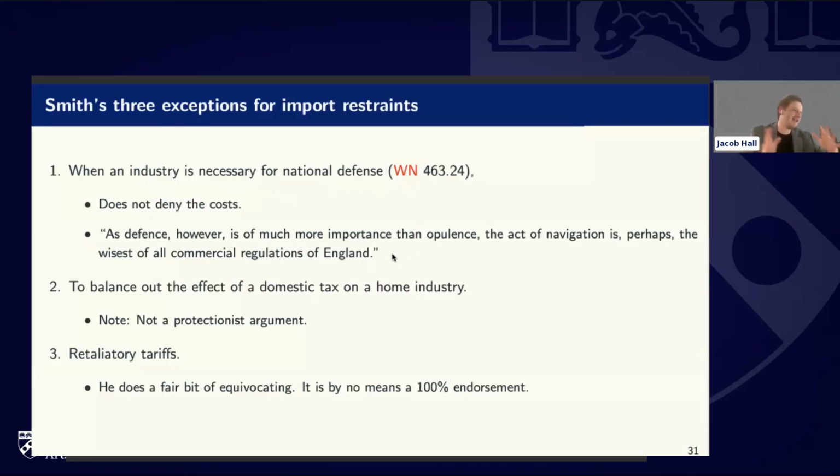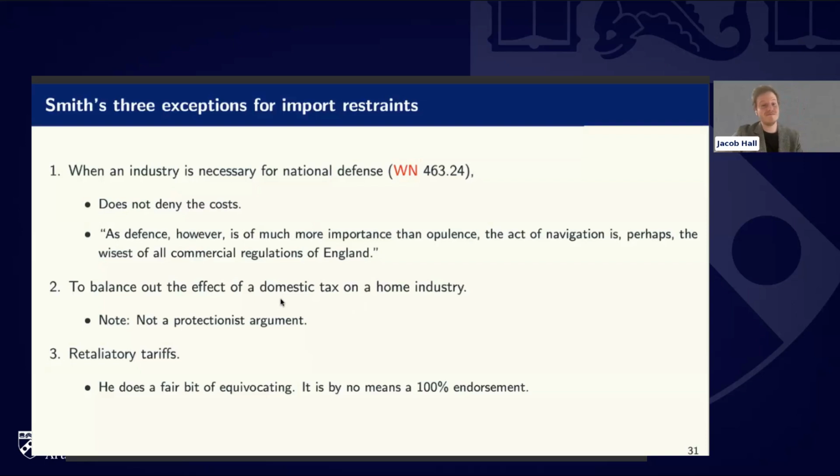It's like after he had this whole section attacking these commercial regulations of England, the act of navigation is maybe the wisest of them all. So it's got a place here on the list. I don't think it's a defense, and it's an exception, but how much Smith really supported this exception, or was willing to fight for it, I don't think as much as people often make out to be.